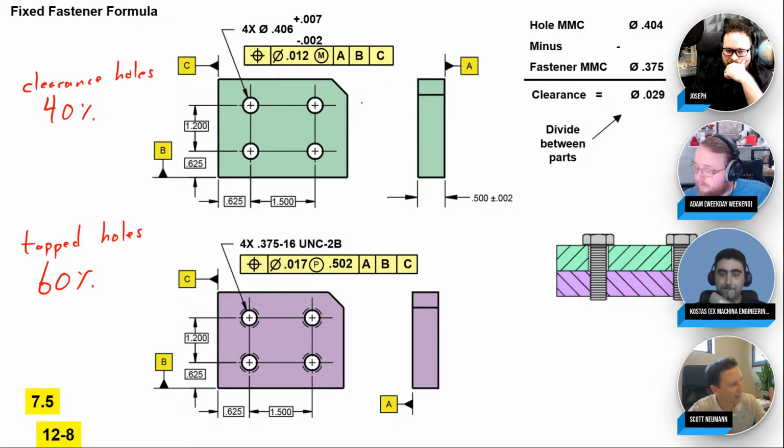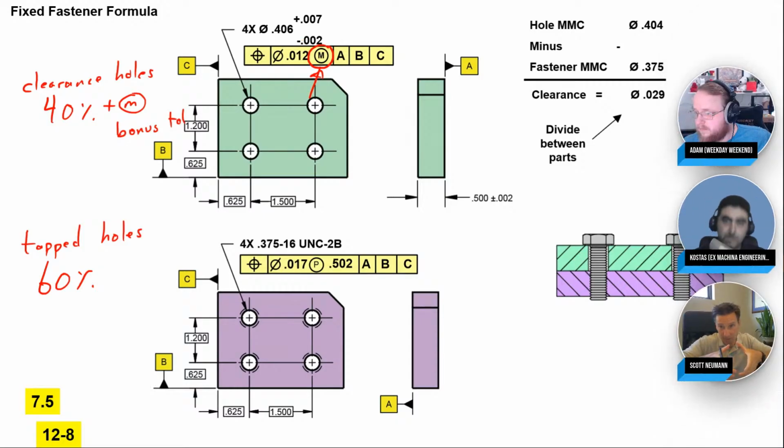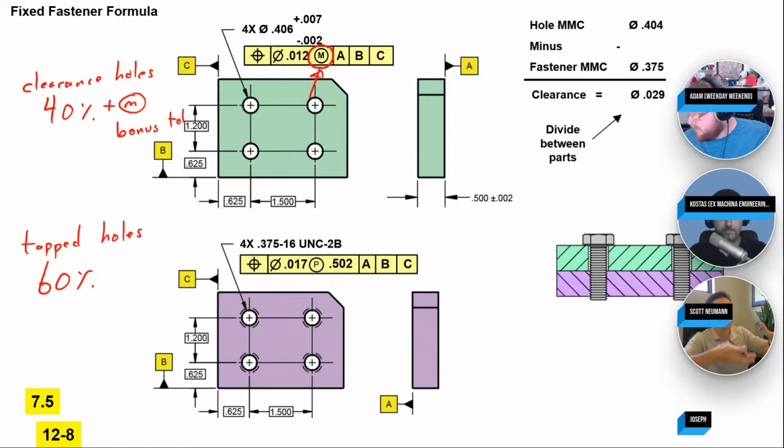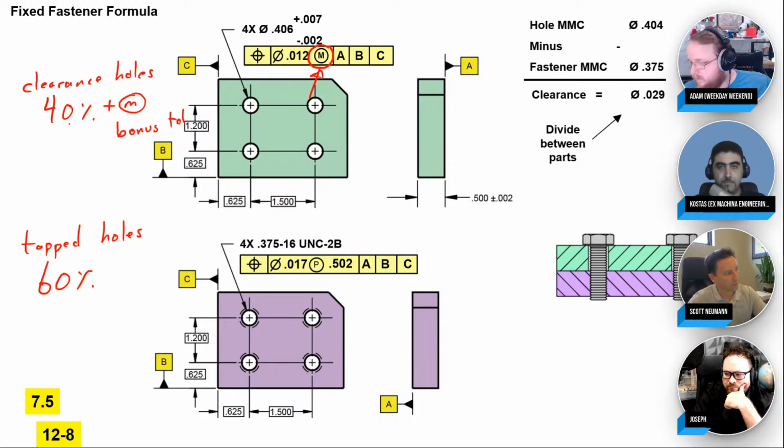But actually, it's one that I haven't talked about very much. It's because of the MMC modifier, and the MMC modifier gives you this extra bonus tolerance. All the calculations are based on the 404 hole, and that's where you get the 12 thousandths. But the MMC modifier says if you make the hole bigger, you create more room, more clearance, and we can use that as additional position tolerance. So the 40% plus the bonus tolerance you get from the MMC modifier is going to be about equal to 60% when you keep it regardless of the feature size.